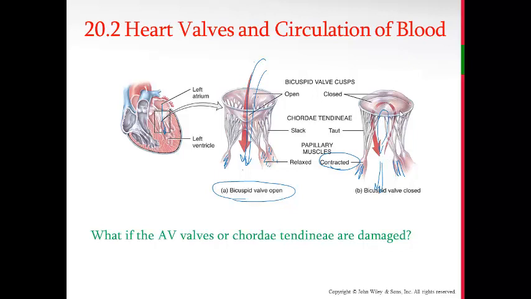So one of the functions of the heart valves is to make sure the blood can flow in one direction instead of backtracking. Now what if your valves, the AV valves or the chordae tendineae, are damaged? Luckily, it's not the end of the world. If the valves are damaged, we have synthetic valves to replace the damaged ones, or there are treated animal valves that you can use as well. And so it's not the end of the world.